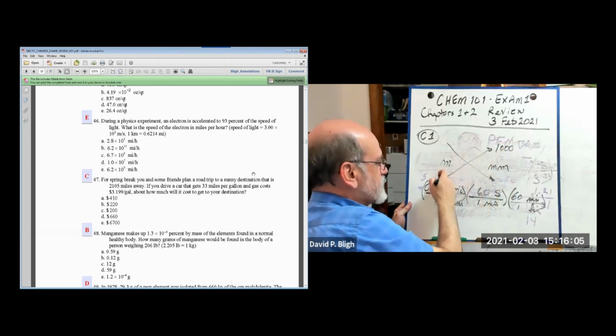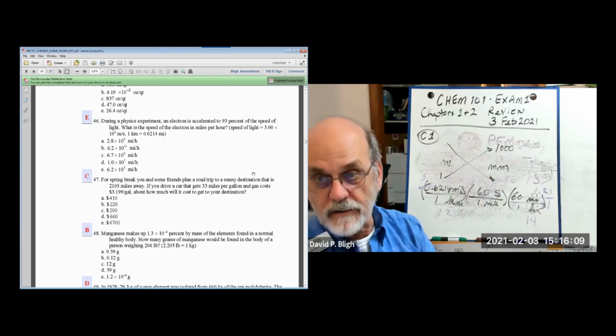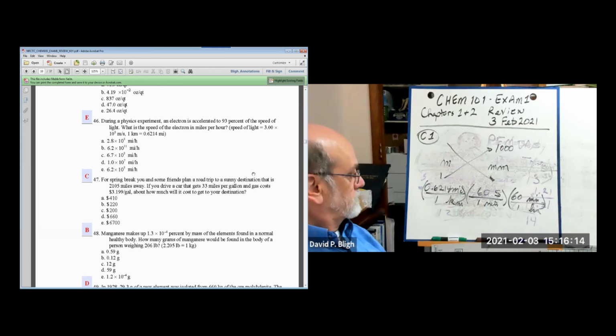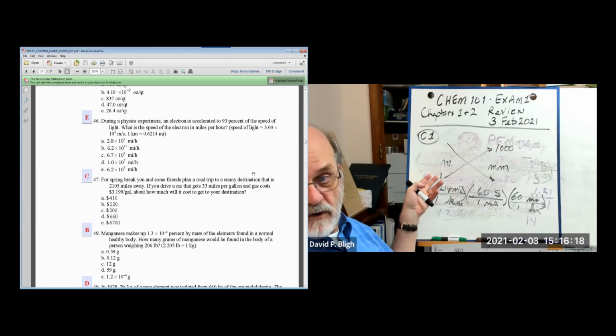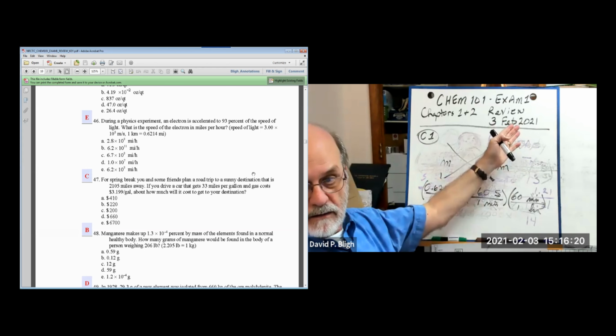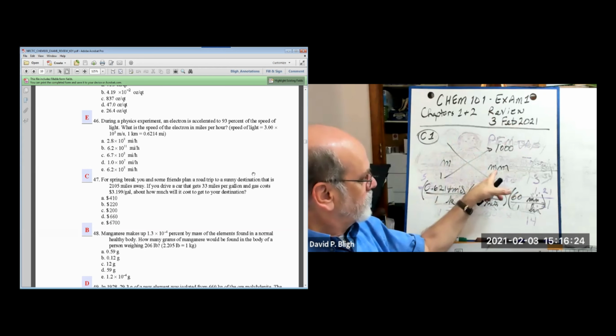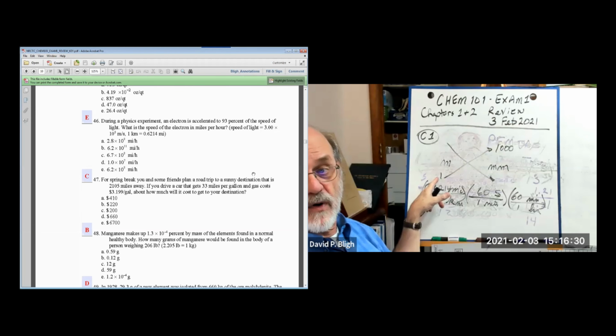It takes 1,000 of these to make one of those. That's just the way it is. If the size of the unit gets smaller, the conversion or the multiplier gets bigger. If we were going the other direction, the size of the unit would be getting bigger, so the multiplier would be smaller, 10 to the minus third.